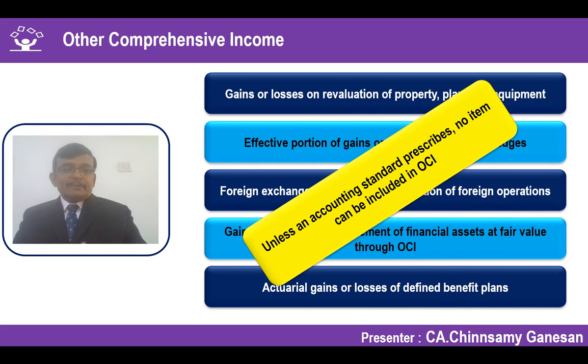As I have said already, unless an accounting standard specifically prescribes, no item can be classified into OCI by the management. So management doesn't have any discretion. It cannot say, I don't want to put that as part of comprehensive income, I will show that as part of OCI because people normally consider EPS before OCI, so it will be helpful for me. It is not possible for the company to do that.